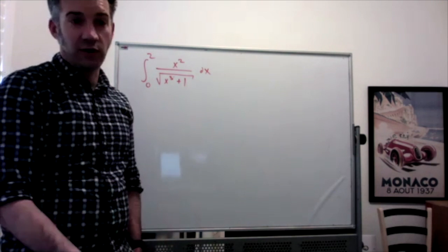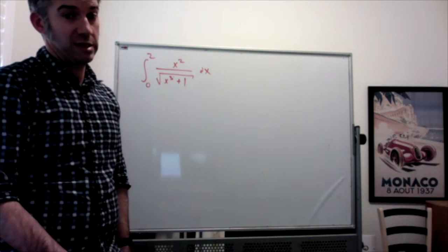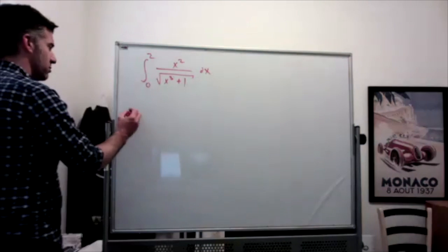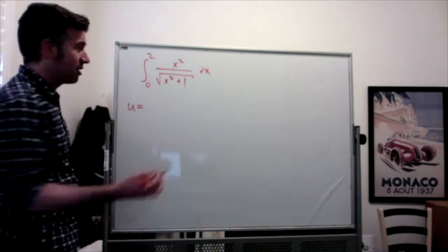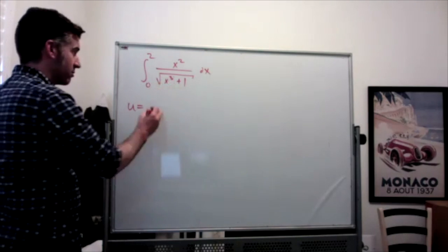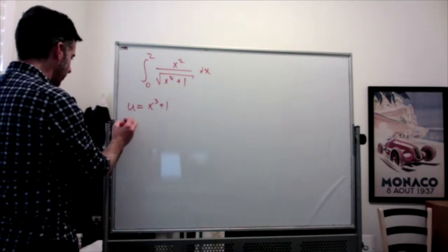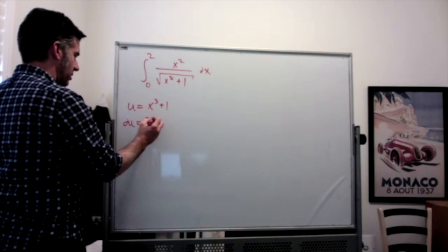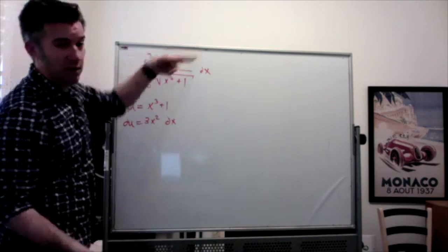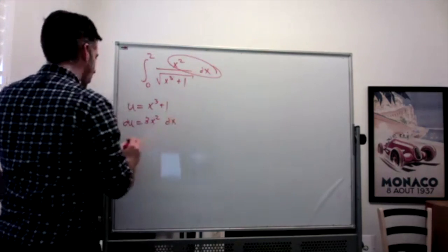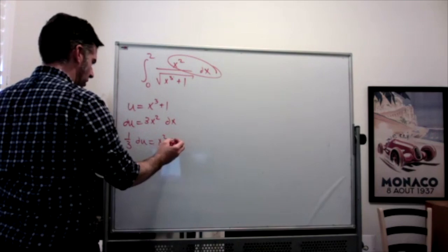So what's our choice for u? I mean, there's only one good looking choice. I'm going to pick, you're going to pick, we're all going to pick the thing that's stuck inside the square root. And not just because it's stuck inside the square root, but because the derivative of x cubed is 3x squared. So du is 3x squared times dx, and we have an x squared times dx. So 1/3 du is equal to x squared dx.